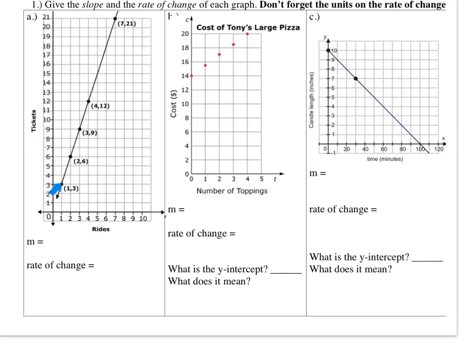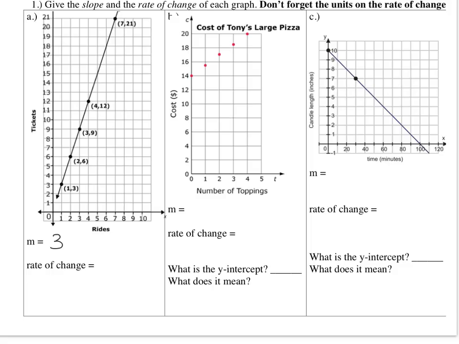So we would just have to count up, right? So if I start here, then my rise is 1, 2, 3, and my run is 1. So my slope is 3 over 1, which we just say is 3. Okay? Now that's just the slope. The slope is just the number, the rise over the run. But now the rate of change would be, you have to give the units, right?